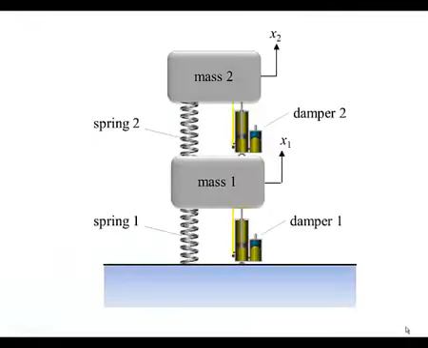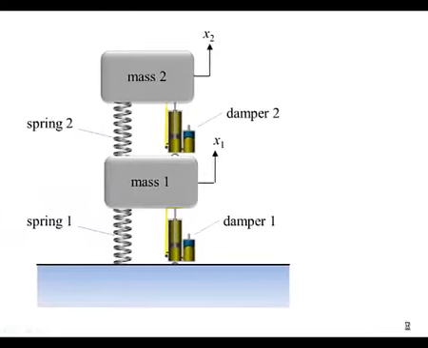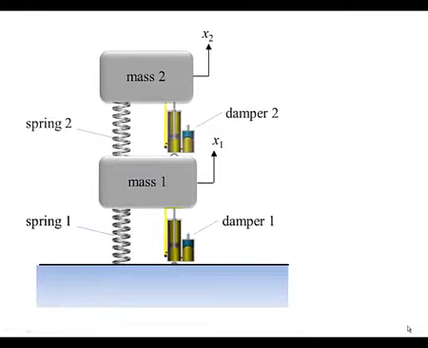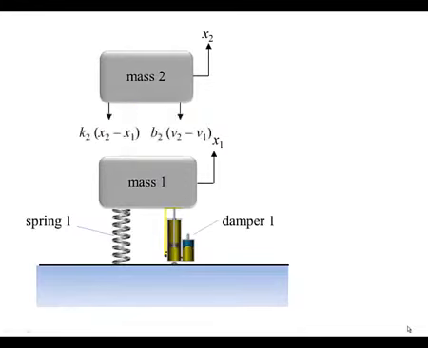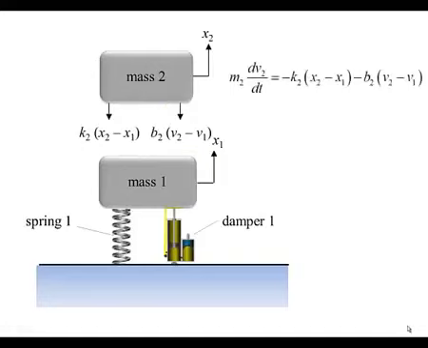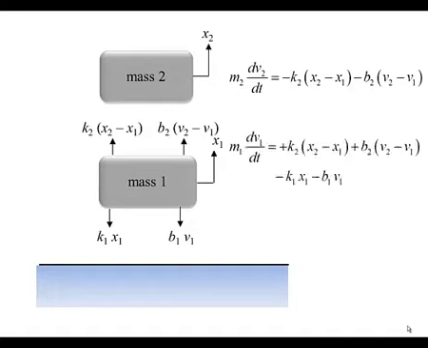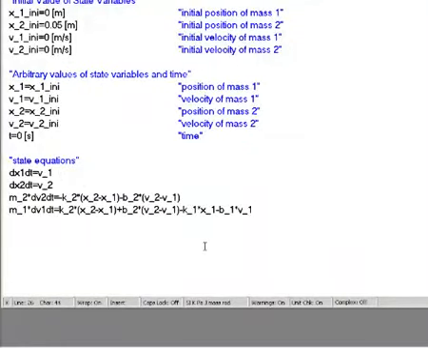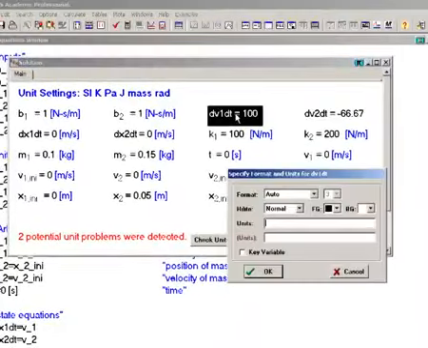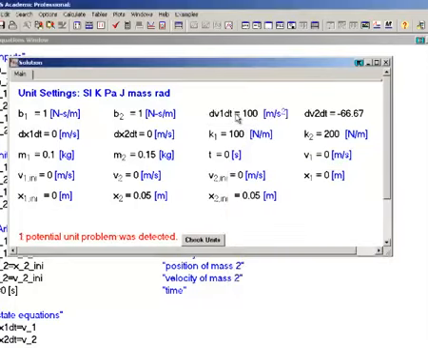The derivatives of the velocities are obtained from force balances on each mass. A force balance on the top mass, mass 2, is shown here, and mass times acceleration is the sum of the forces, which is shown here, and that provides the derivative of v2. A force balance on the lower mass, mass 1, is shown here. And again, mass times acceleration is just the sum of the forces, which provides the time derivative of v1. These equations are entered in EES, and solving then provides all of the state variable derivatives, as was shown here.